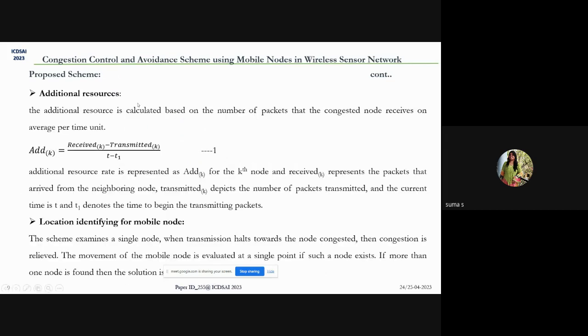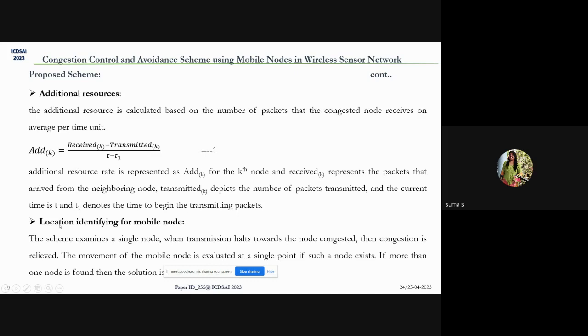So next comes the additional resource. Here the equation represents the additional resource. The additional resource has been calculated based on the congested node received on the average per unit. So here add k represents the additional node resource rate, and k refers to the kth node, and node at received. Next, T represents the current time, and T1 denotes the transmitting packets.